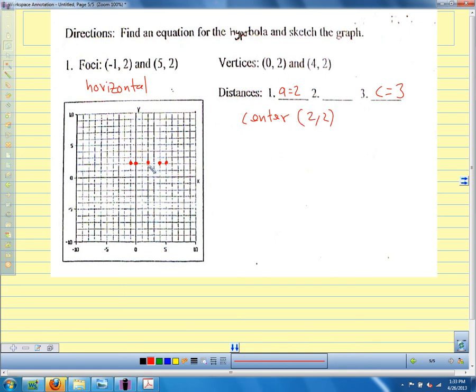We could just count squares here. 1, 2, 3. And we know that c squared equals a squared plus b squared. So we can figure out b. So we have 9, c squared, equals 4 plus b squared. So b squared equals 5. And b equals the square root of 5, which is about 2.2.